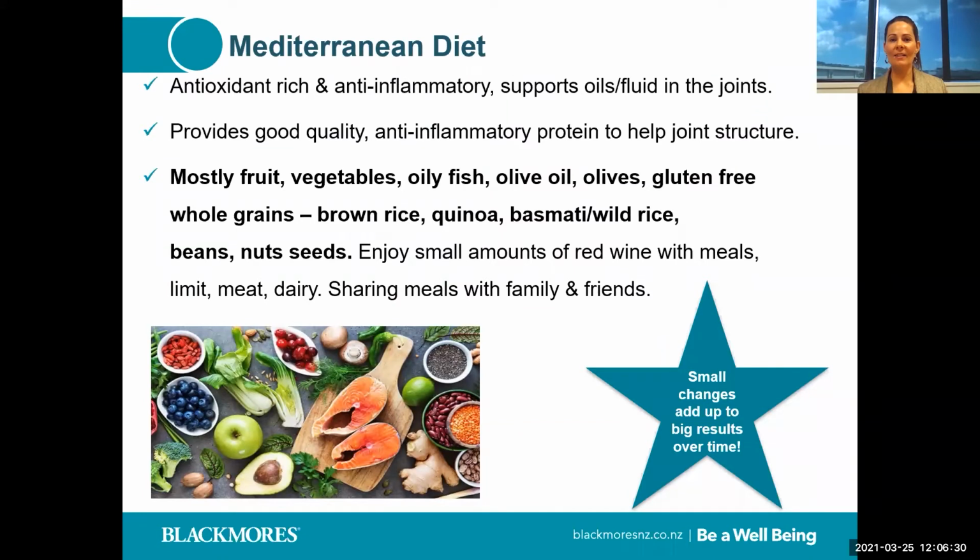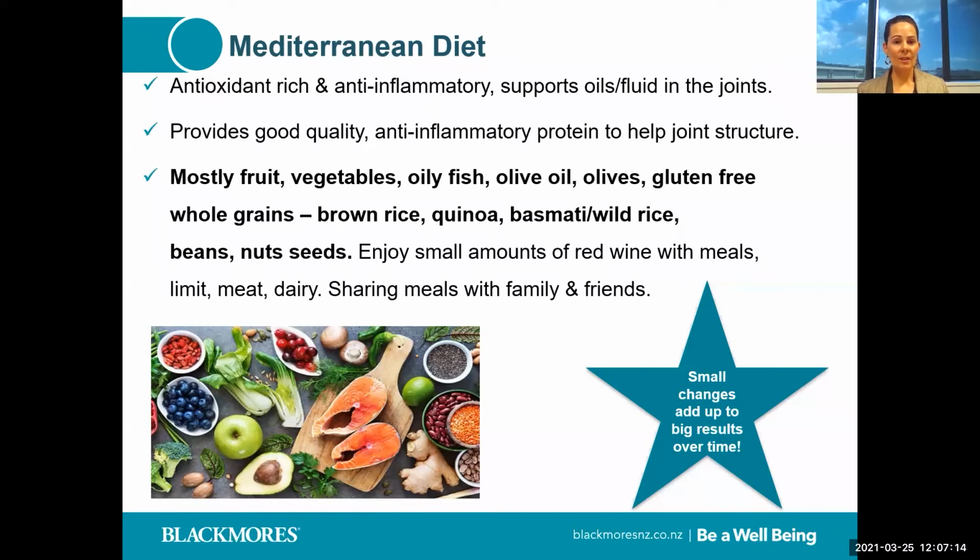So the Mediterranean diet has got the most research behind supporting those with osteoarthritis. It's rich in antioxidants and anti-inflammatory support. It also helps to support the synovial fluid in the joints, especially with the omega-3s. It provides good quality anti-inflammatory protein to help support joint structure. So with meat, of course, you get protein to help with the structure, but they can be pro-inflammatory, so they can create more pain, whereas oily fish is more anti-inflammatory, but it also provides protein.